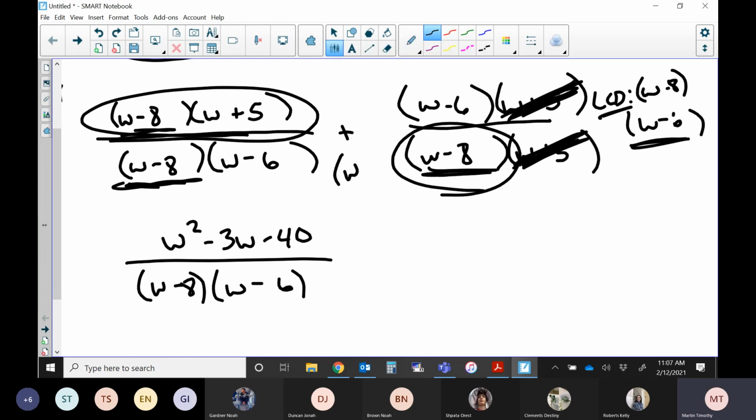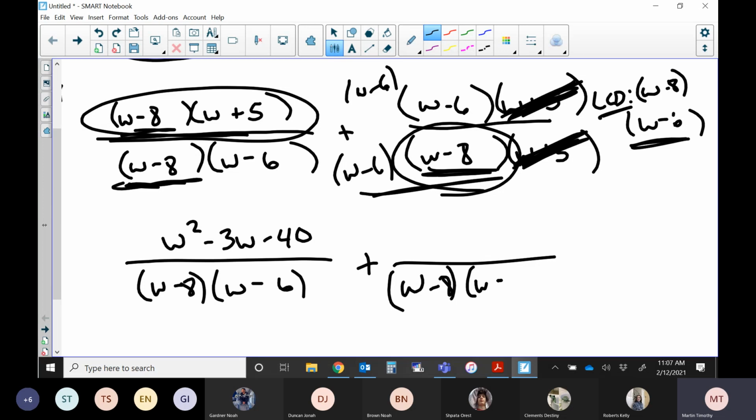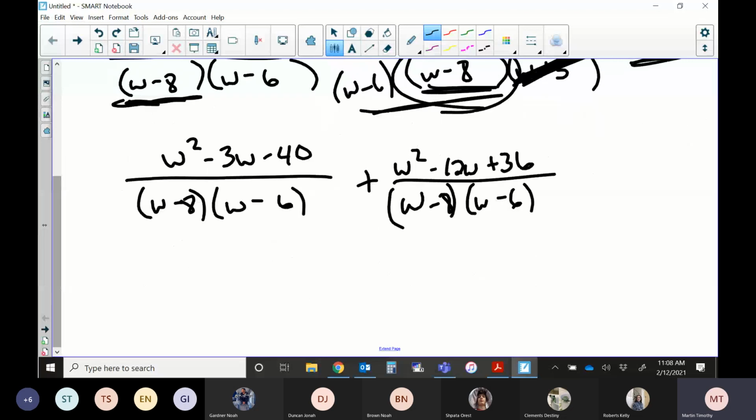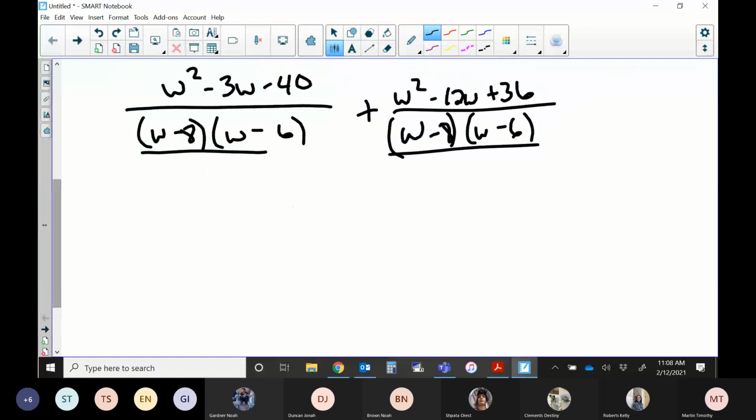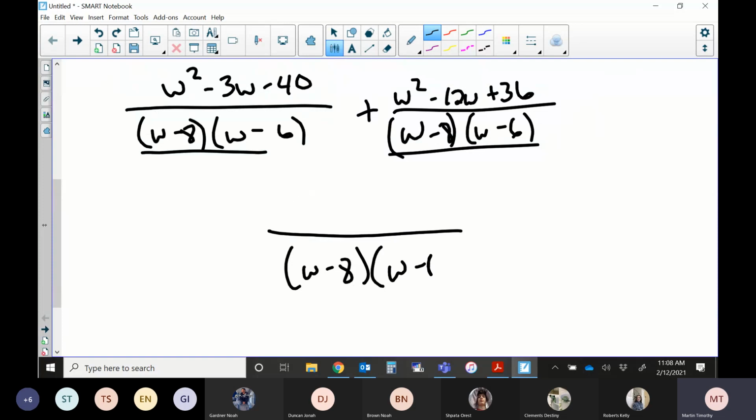So then I come here and I multiply this by w minus 6, and this by w minus 6. It doesn't matter if you put it in the front or behind. And then I'm going to have my denominator as w minus 8, w minus 6. And then I'm going to distribute this, and that is a perfect square, so you should be able to do that quickly. It's w squared minus 12w plus 36. Now, since I made my denominators common, which was the goal, w minus 8, w minus 6.